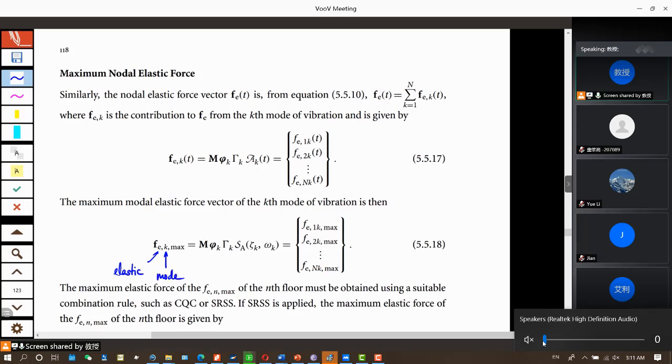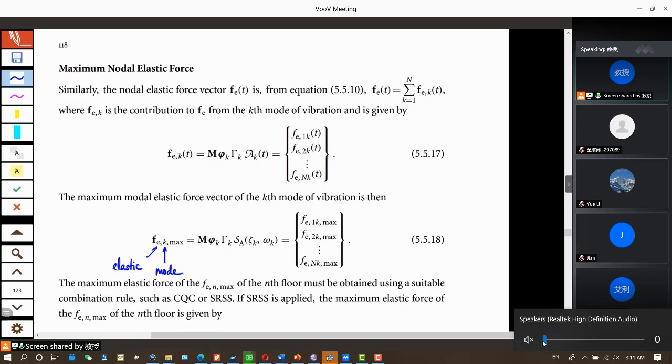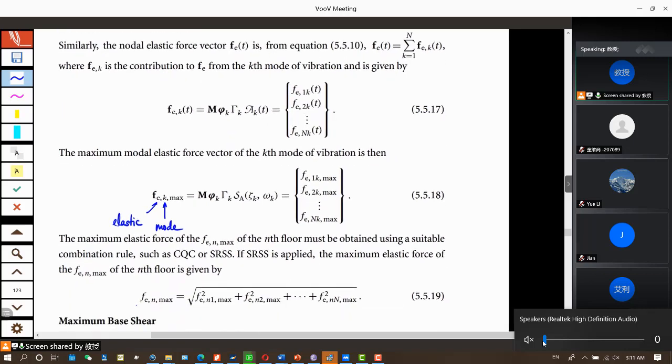Okay, and then you can do the maximum base shear. It's given by this. So that's this equation. Okay, so that's also the kth mode. So we combine each mode for all n modes and for the base shear. There's only one value. Okay, so that's all for this chapter.